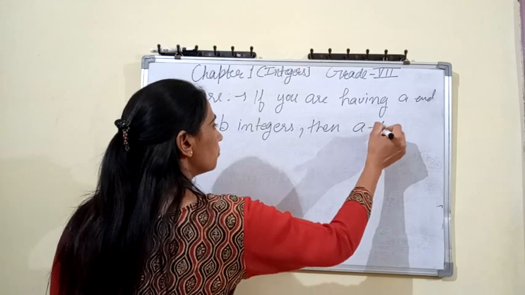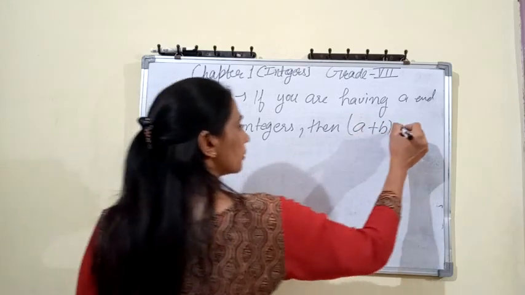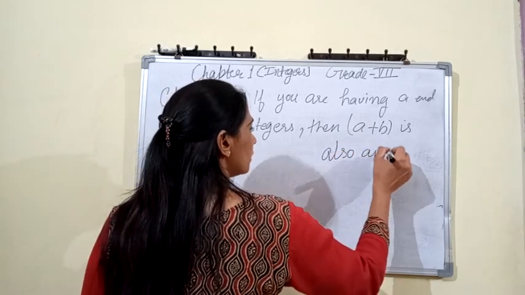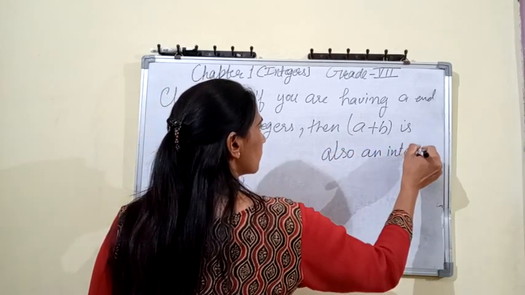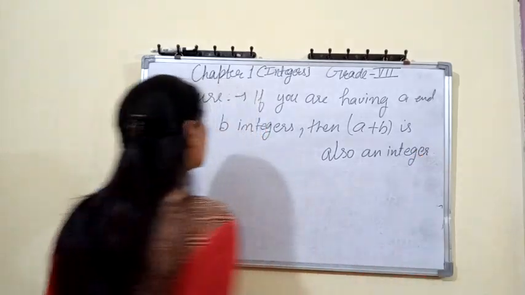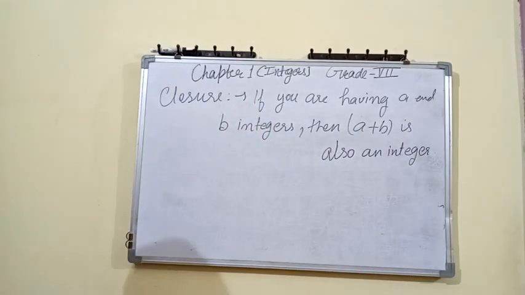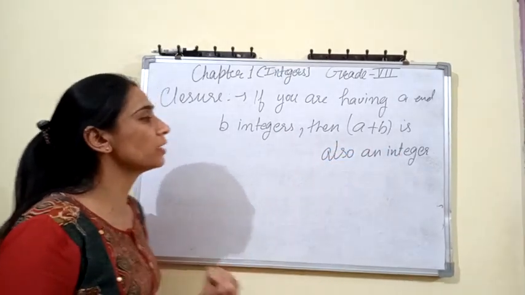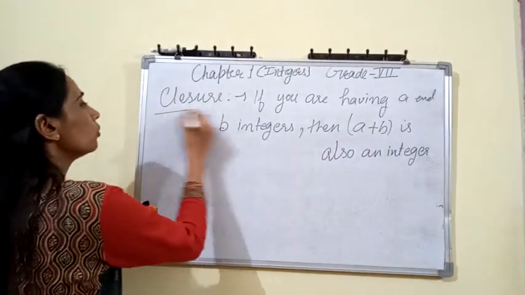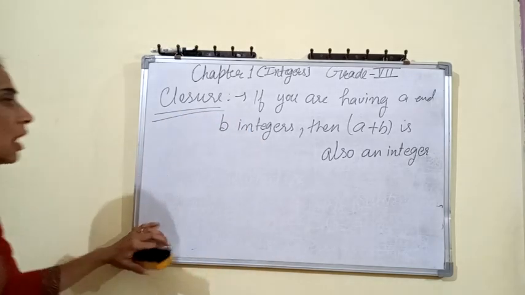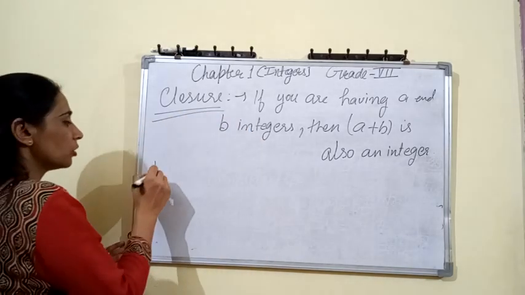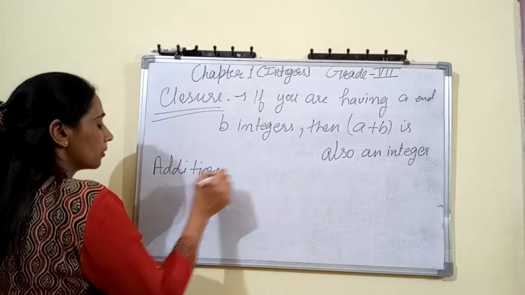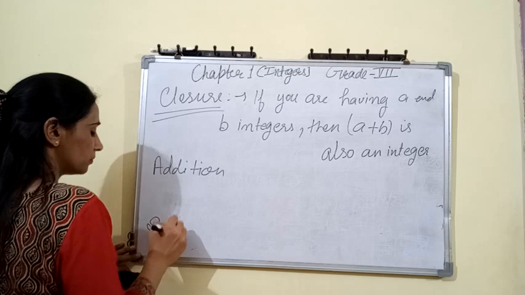a plus b is also an integer. Okay, if you have a and b integers, then a plus b is also an integer. This is according to closure property. So how to apply this? First I'll apply closure property on addition, then on subtraction.